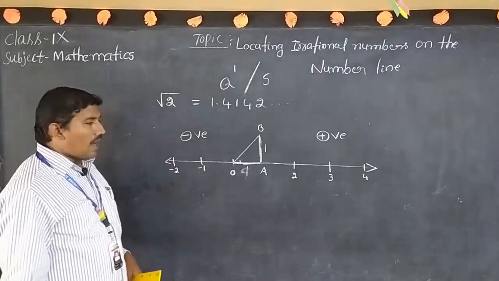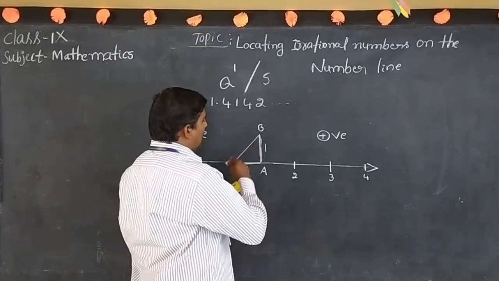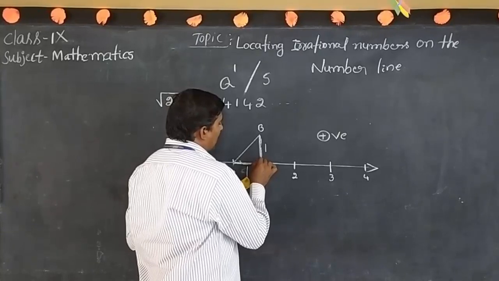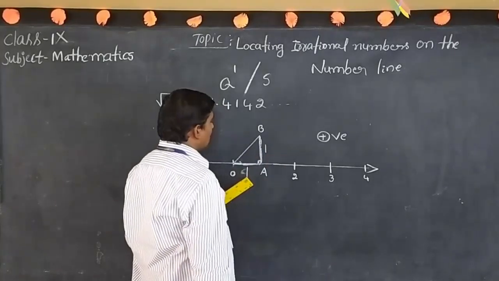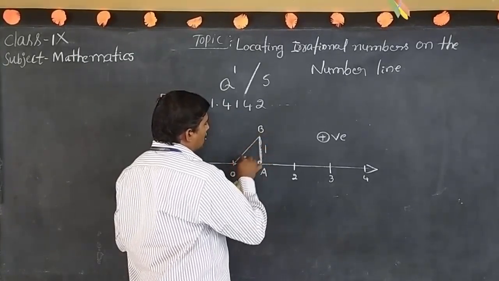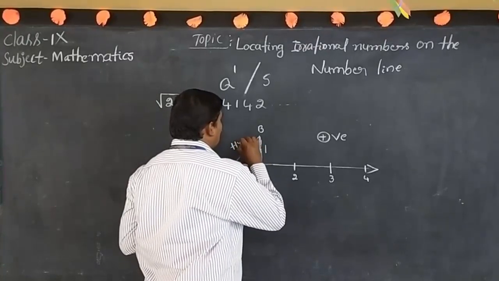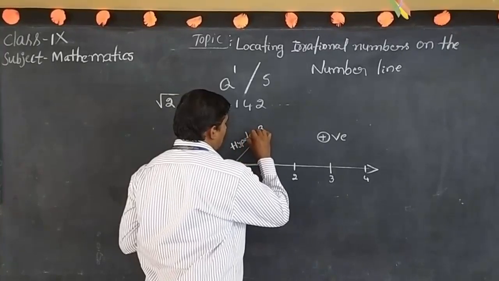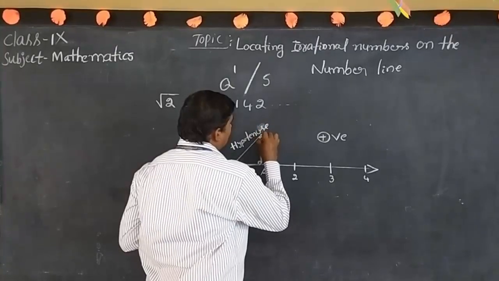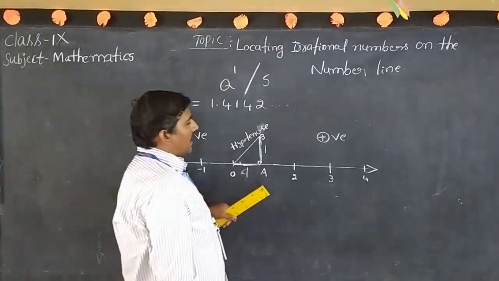Now this is the value according to Pythagoras theorem. See, this is a right angle triangle. Here angle A will be the right angle. So this OB, or BO, is the hypotenuse. Okay. Now, according to Pythagoras theorem, Pythagoras told like this.